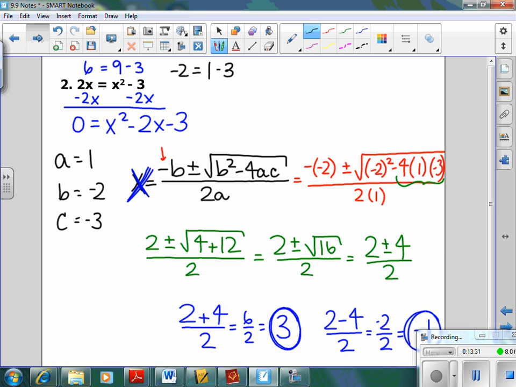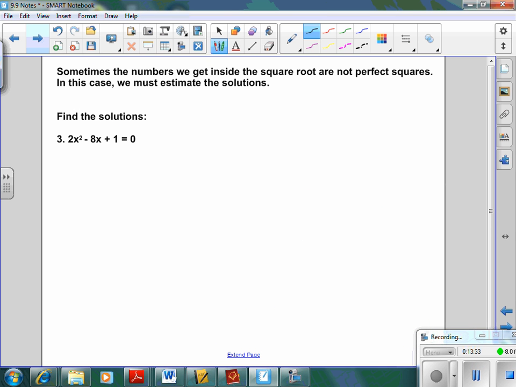Alright, the next ones that we have to do will not have perfect squares inside the square roots. Everything else is exactly the same. So just like the problems that we've done in the past, we estimate the solutions. I like to see 2 decimal places.